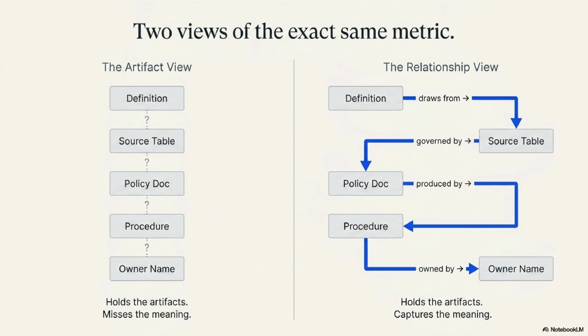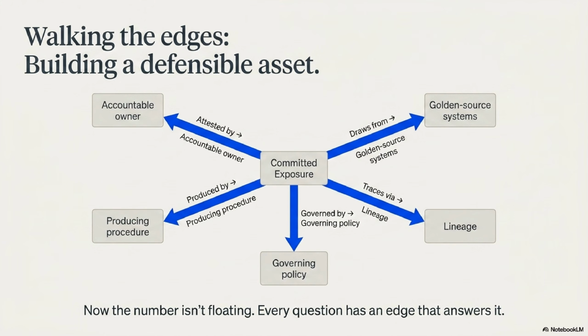On the right, the relationship view. Same 5 things, but now they're connected. Each line is a fact in its own right: draws from, governed by, produced by, owned by. The list and the graph hold the same artifacts, only one of them holds the meaning. Let's actually walk the edges.